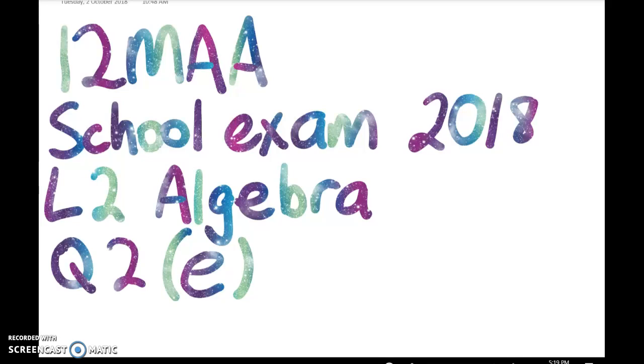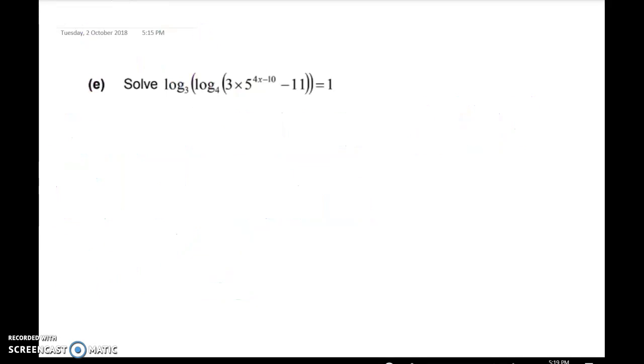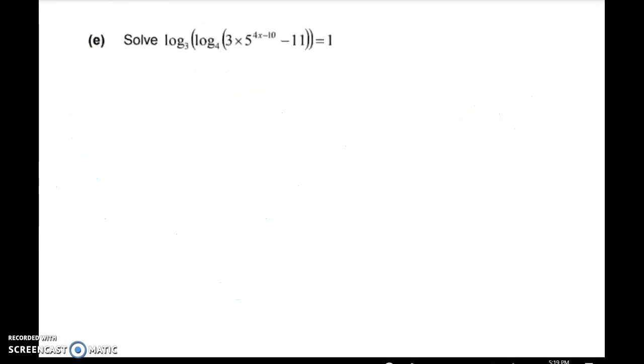This is question 2e from this year's school algebra exam. And we've got another log question. And as with the last video I did, it looks horrible, but if you understand the basics of log rules, it's fine. So I'm going to start with a quick revision of what I call the loopy thing.